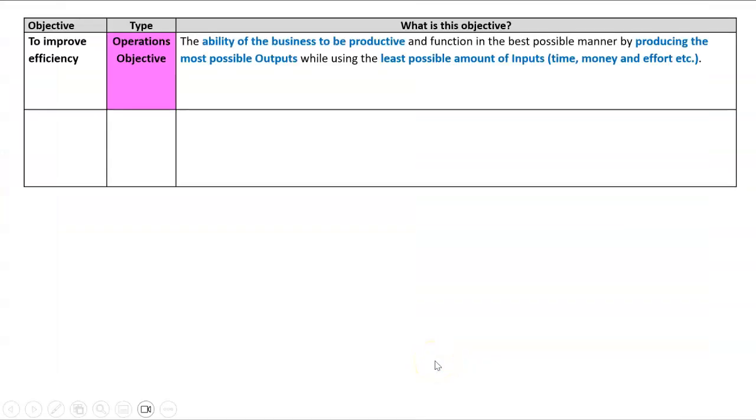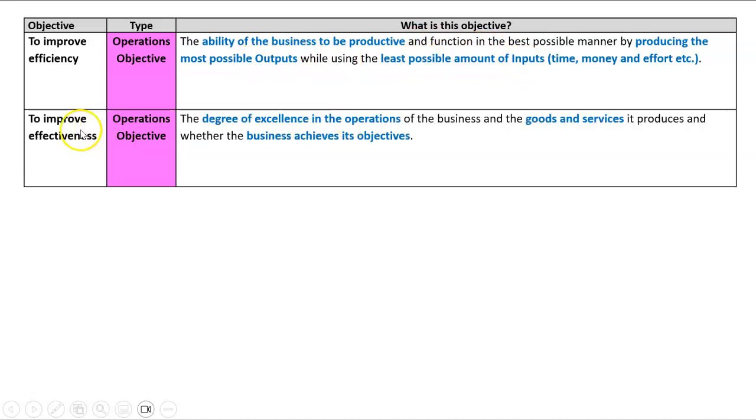And then we had our new 2 objectives, which we'll actually cover a lot in operations, so we'll revise this again. To improve efficiency: the ability to be productive by producing the most possible outputs with the least possible amount of inputs. And then to improve effectiveness: the degree of excellence in the operations and the goods and services, and whether they help achieve the other business objectives.